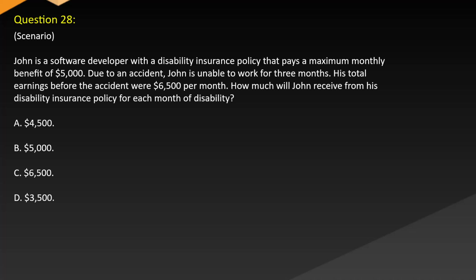Question 28. Scenario: John is a software developer with a disability insurance policy that pays a maximum monthly benefit of $5,000. Due to an accident, John is unable to work for 3 months. His total earnings before the accident were $6,500 per month. How much will John receive from his disability insurance policy for each month of disability? A. $4,500. B. $5,000. C. $6,500. D. $3,500.